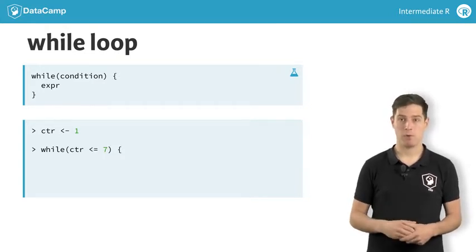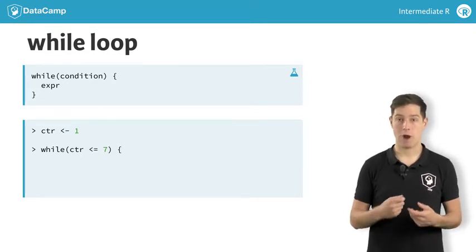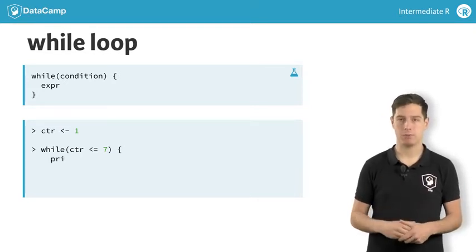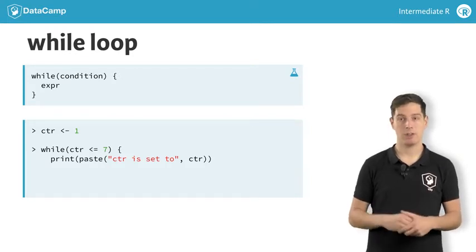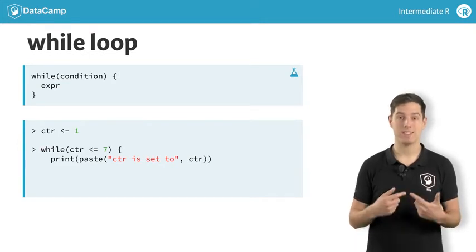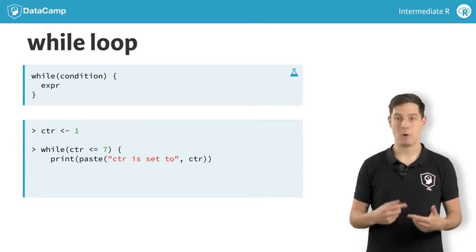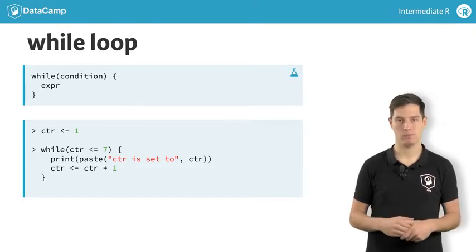Next up is the expression. What do we want the while loop to do on every run? We want some information on how the while loop is progressing, so we'll throw in a print statement, together with the paste function. If ctr equals 2, for example, this expression will print out "ctr is set to 2". We're not done yet. We still have to add another line of code to inform R that we want to increment the ctr variable on every run. We add ctr <- ctr + 1 to the loop code.